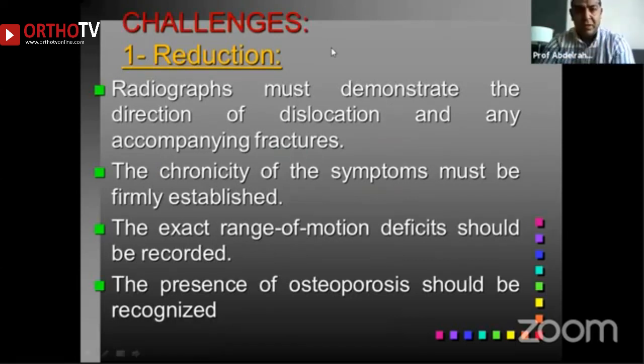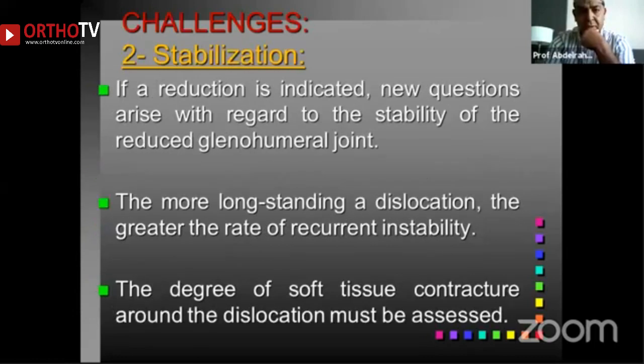The first thing in reduction, it is very important to have a good radiography to demonstrate the direction of dislocation. Sometimes we have posterior dislocation and the x-rays will not be evident, so you have to do CT. And you have to confirm the chronicity of the symptoms and the exact range of motion. You have to document all of this.